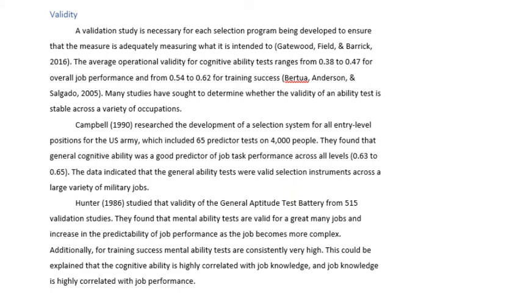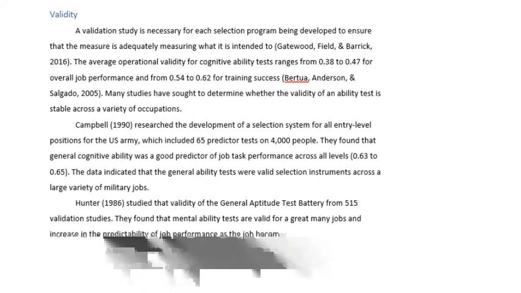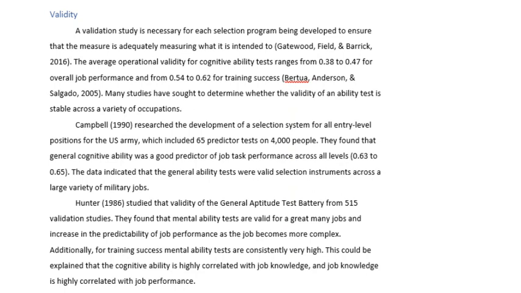Many studies have sought to determine whether the validity of an ability test is stable across a variety of occupations. Campbell in 1990 researched the development of a selection system for all entry-level positions for the US Army, which included 65 predictor tests on 4,000 people. They found that general cognitive ability was a good predictor of job task performance across all levels, 0.63 to 0.65. The data indicated that the general ability tests were valid selection instruments across a large variety of military jobs.